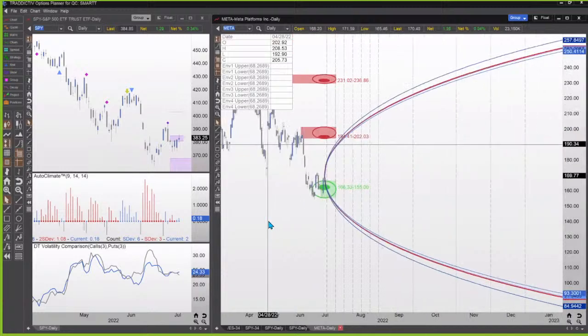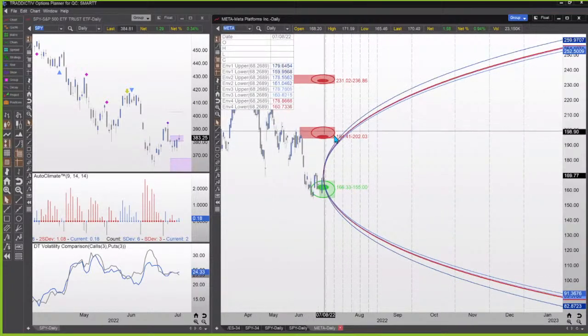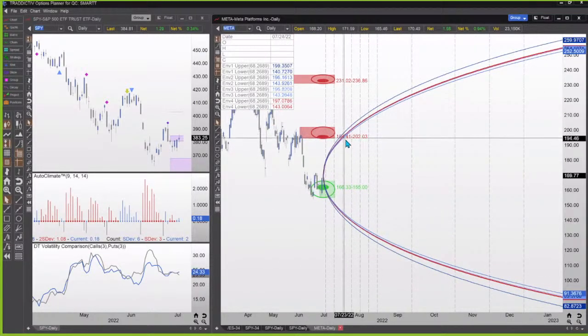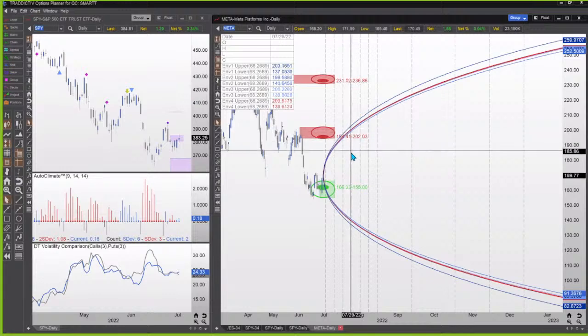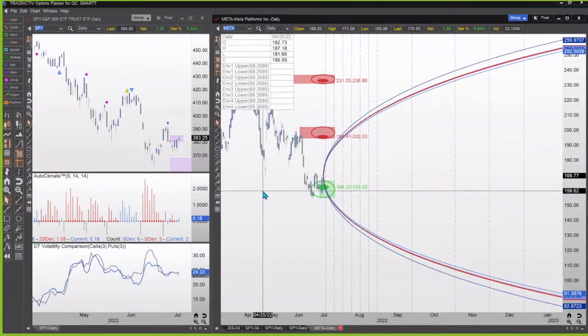Well, notice how in the case of Meta, the red line is a little higher. It's not inside the blue lines, it's between. So a way to think of this is that the options on Meta are fairly priced. They are not cheap, they are not expensive. What if I change to Apple?